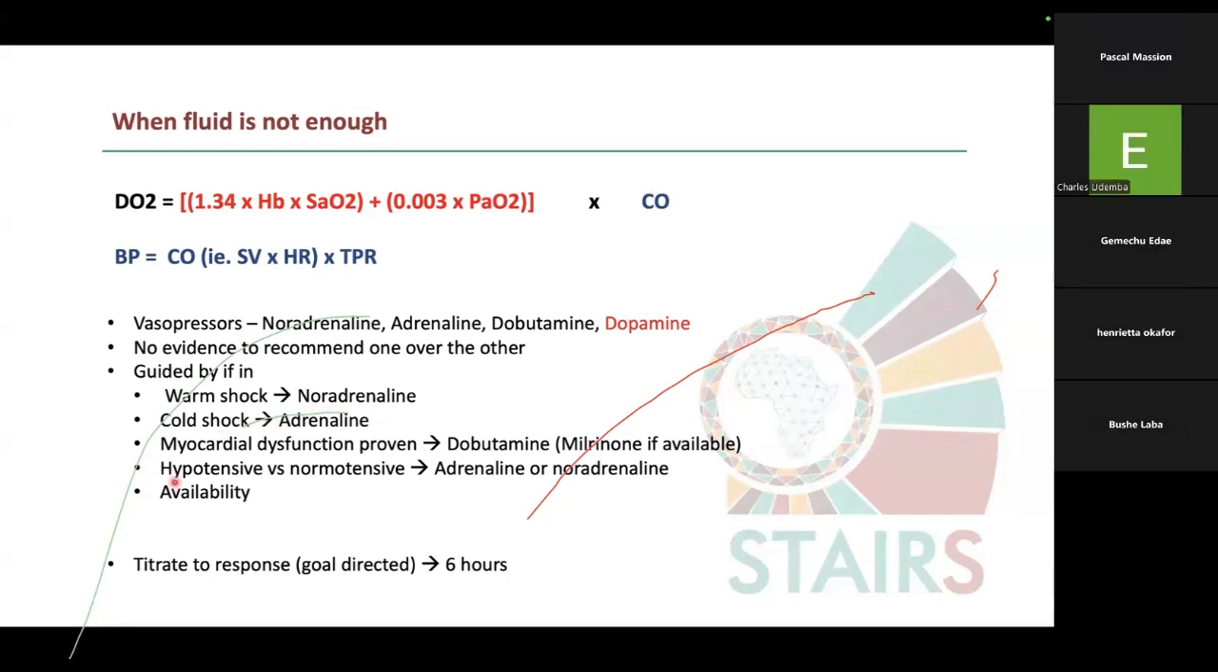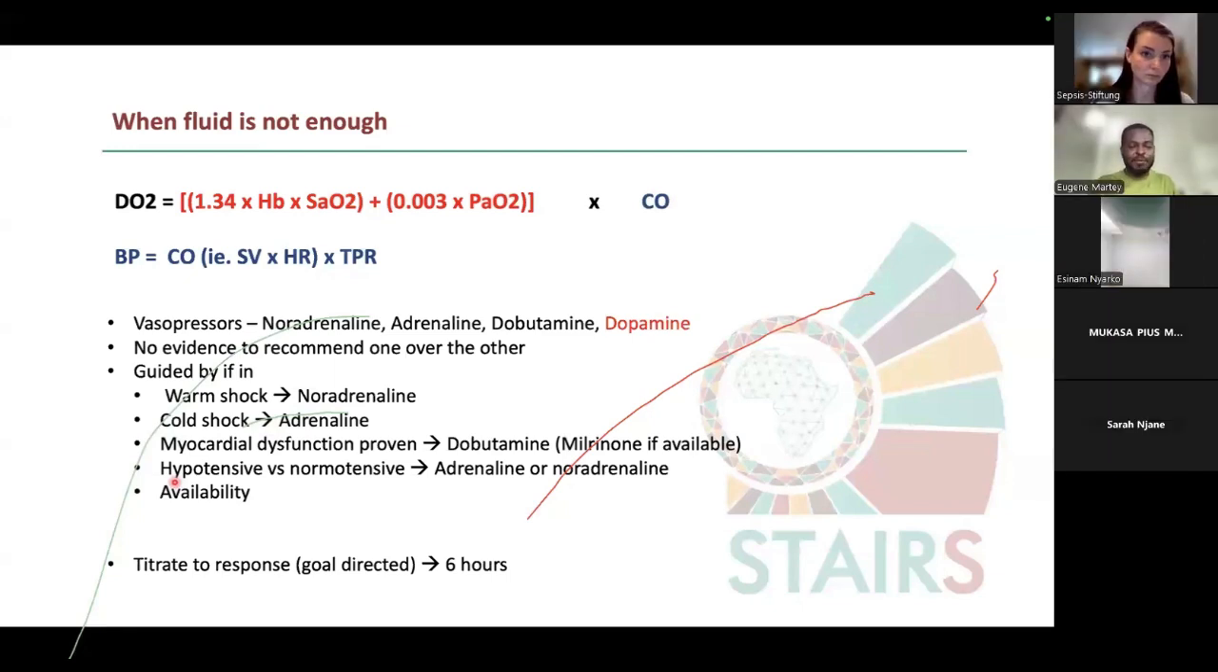Now, once you put your patient on it, you must have a goal. And what are our goals? You want to see reversal of your parameters of shock. You want to see improvement in the sensorium of your patient. You want to see improvement in urine output. And if you are monitoring lactate, you want to also see a decline in your lactate level.